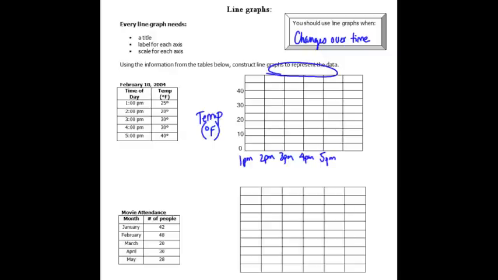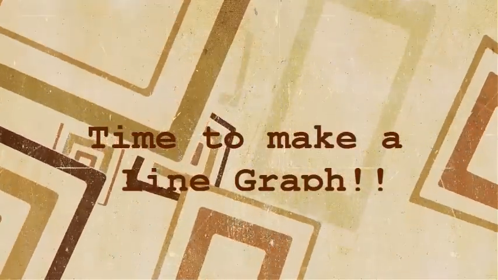Now the key with a line graph, you're plotting each one and connecting it as you go. So at 1 o'clock I had 25 degrees. I'm going to start here. Then at 2 o'clock I had 20 degrees. So I'm going to go here, make a line. Then I go to the next one. 3 o'clock was 30. Connect with a line, and so on. So go ahead, create this line graph, and come back and check yours with mine.